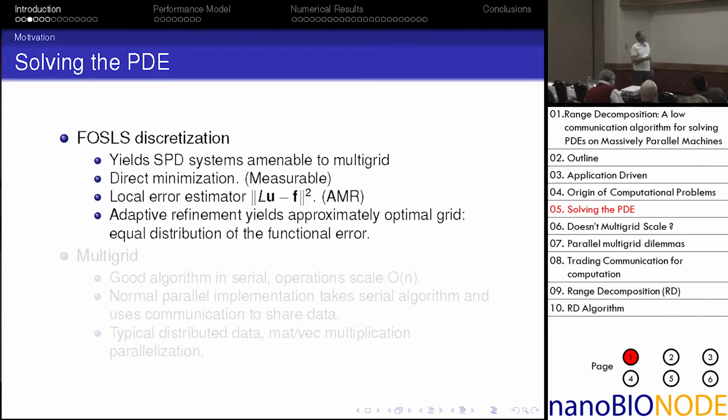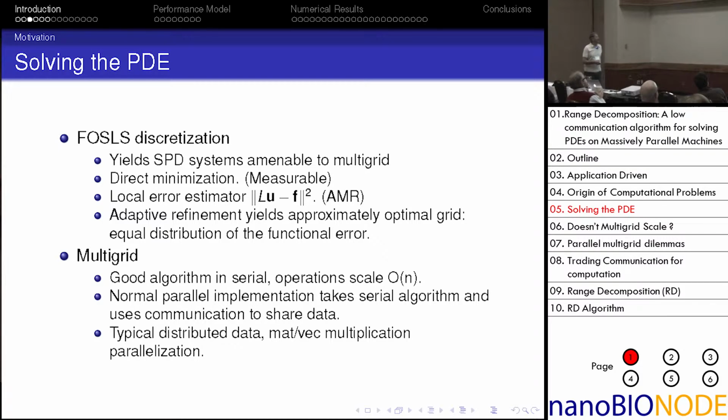There's a minimization that's measurable, a local error estimator, and this is going to become important: this is what we use for a local error estimator. It's the functional, or the residual after you've gotten the guess. And what that leads to is adaptive refinement, and we wind up doing adaptive refinement that has equal distribution of the functional error.